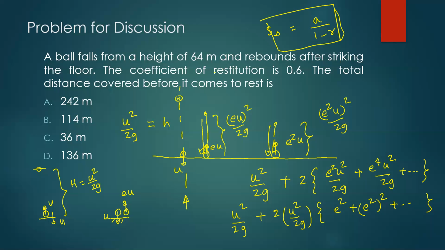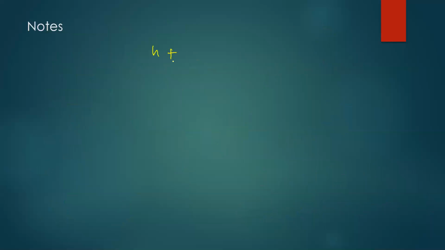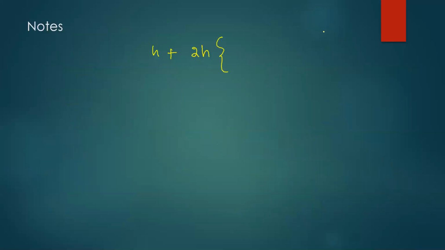Okay. So now what is the total distance? Wherever I have u square by 2g, I can just substitute h. So I'll take h plus, this will be 2h. And then first term is e square, and the common ratio is also e square. So I have e square by 1 minus e square. So if I take h as common, I'll get 1 plus e square by 1 minus e square. So now substitute the values.